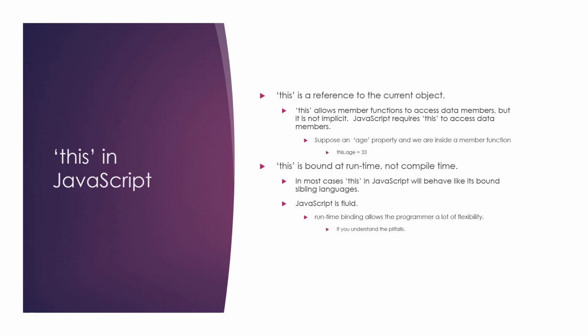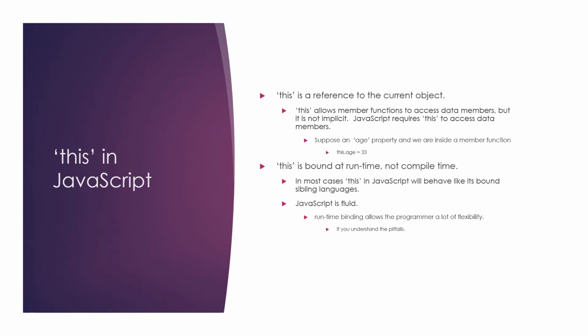This is bound at runtime and not compile time. And this is the biggest difference between JavaScript and the sibling languages. In most cases, this in JavaScript will behave like its bound sibling languages, but in this as in other cases, JavaScript is fluid. Runtime binding of this allows the programmer a lot of flexibility if you understand the pitfalls. So we're going to look at it quite closely.